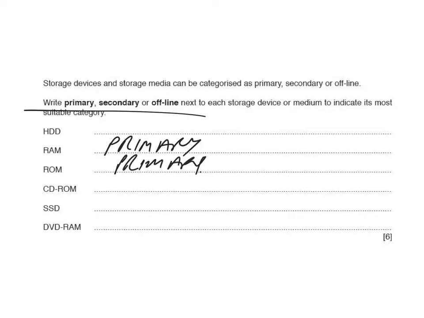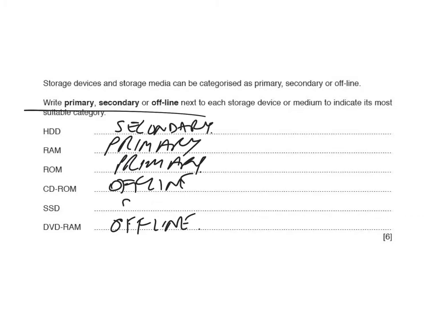CD-ROM is going to be portable, so that's going to be offline. DVD-RAM is going to be offline. HDD is secondary, it's normally built in. Just be careful it doesn't say external in any of these, and secondary for that one too.